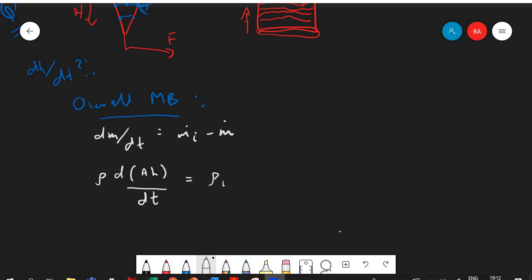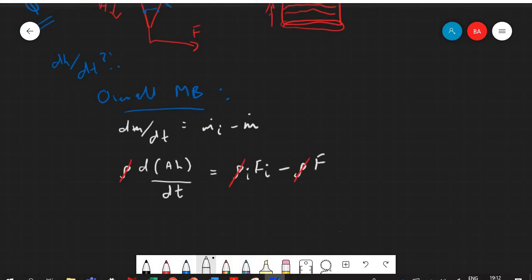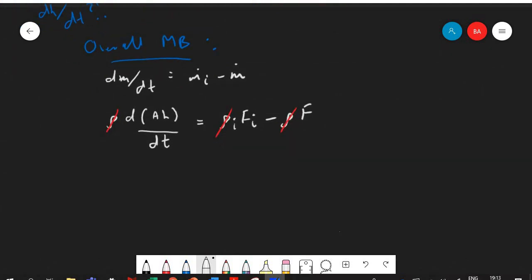And that is equal to rho n fn minus rho f, as we consider that rho is constant, so we can cancel out the rho from these terms. And what are we left with? We are left with this equation. However, now the challenge is here. So we have dA dt is equal to fi minus f.